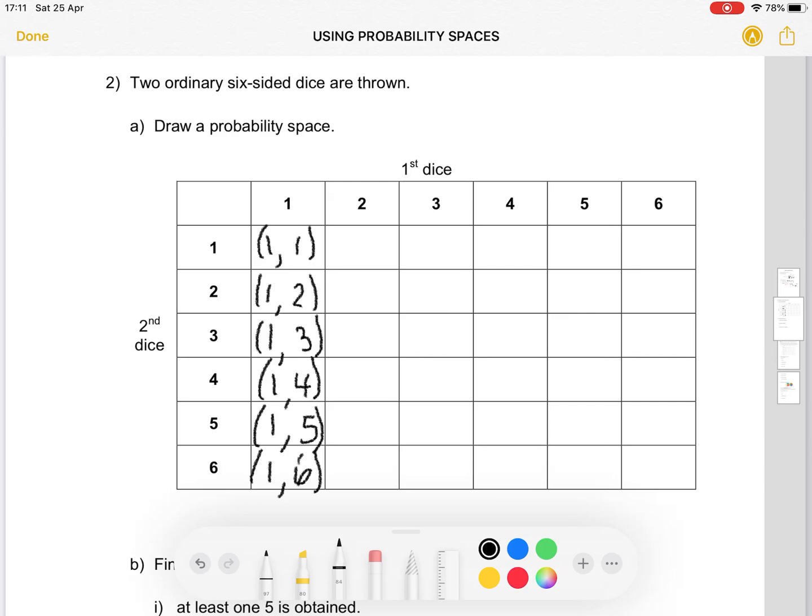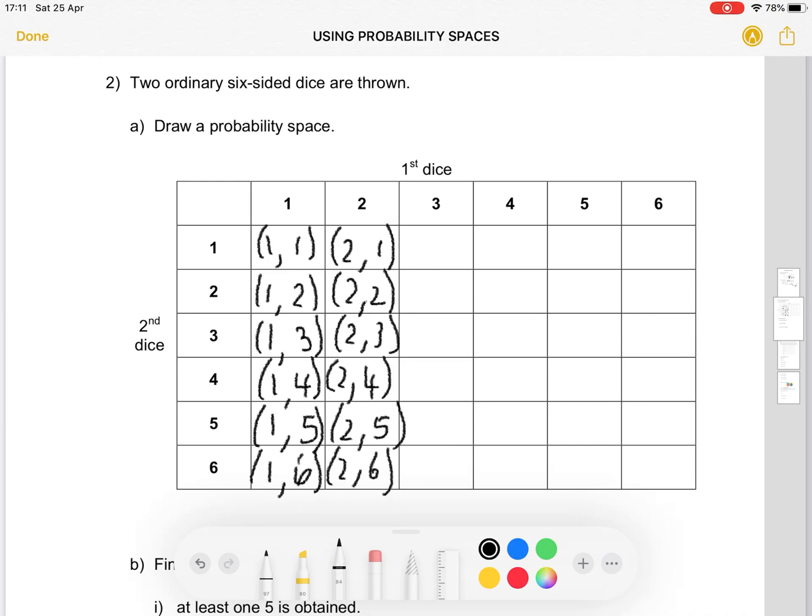The second column now. In the second column, the first dice landed on a 2. So our first box should be 2, 1, because the second dice landed on a 1. The box underneath, 2, 2. In the box underneath, 2, 3. Then there is 2, 4. Underneath it, 2, 5. Underneath that, 2, 6. The column of 2 is ready.